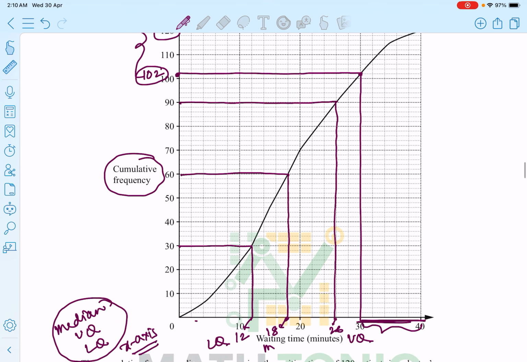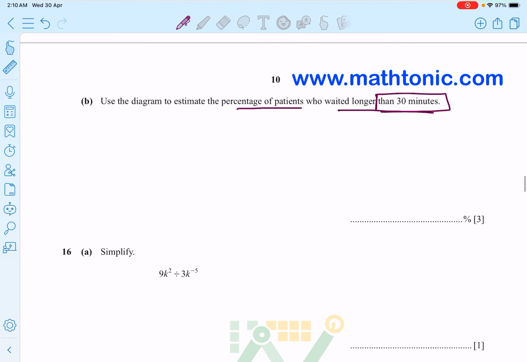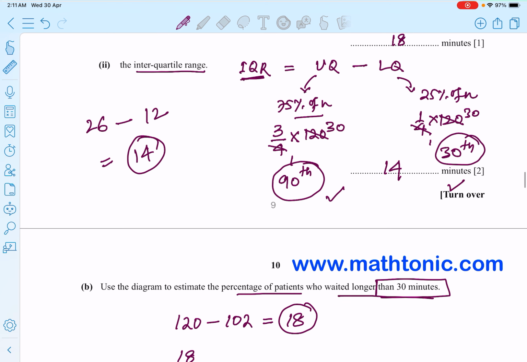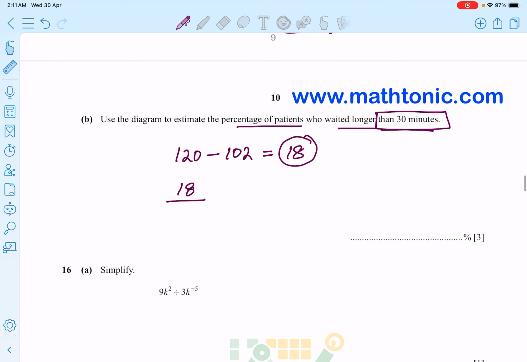Simply we can subtract these two values. So I can write down here, 120 minus 102, that equals 18. This is the number of patients who waited for more than 30 minutes, sorry. So how to find out the percentage? It is 18 over what is the total given? Estimate the percentage of patients. Very simple. 18, not 18 minutes, 18 patients, sorry. 18 over 120 times 100. This is the way to find the percentage.